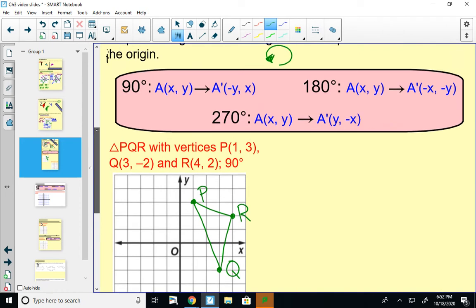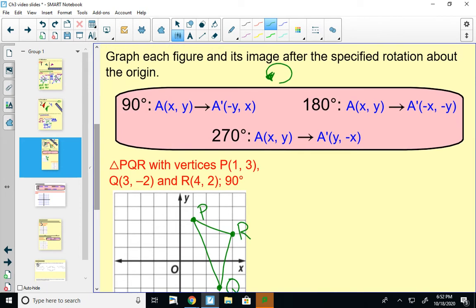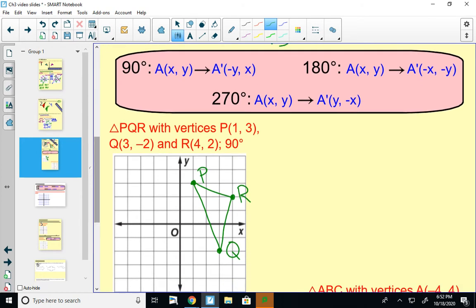So again, if you want to use the ruler and protractor method, that is going to work. I'm just going to use my rotation rules though. So P starts at (1, 3). A 90-degree rotation goes to the point (-y, x). So P prime is going to be at -3 because that's -y, and my x value is 1. So P prime would be at (-3, 1).